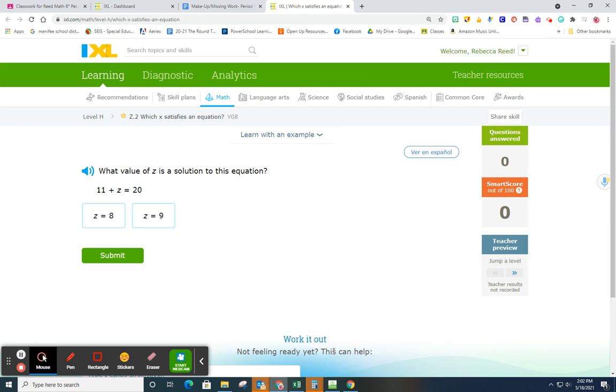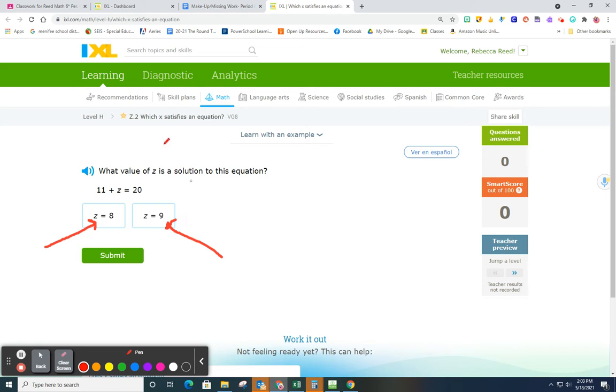Okay, so the first thing we're going to do is listen to any tech support that's provided. What value of z is a solution to this equation? So it's asking us what value of z is a solution to this equation, and they give us two different options. So this is kind of nice. It's like a multiple choice.